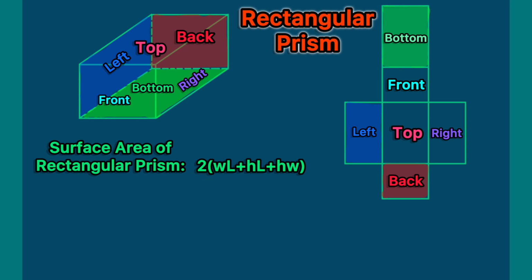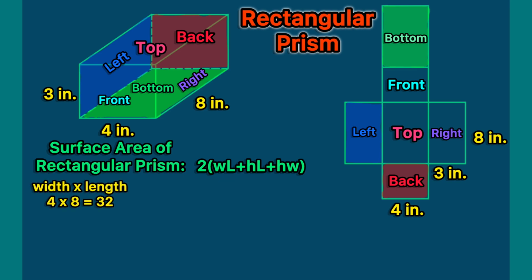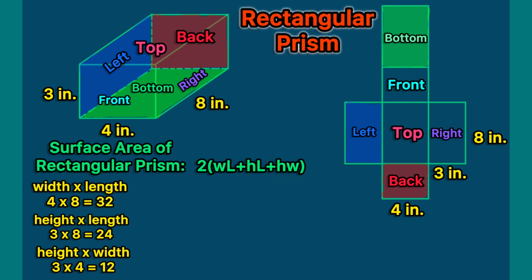In this example, the rectangular prism is 4 inches wide, 8 inches long, and 3 inches tall. First, let's find the first part of our formula that is in the parentheses, width times length. This is 32, since 4 times 8 equals 32. Now let's find the second part, height times length. This is 24, since 3 times 8 equals 24. Now let's find the final part, height times width. This is 12, because 3 times 4 equals 12.